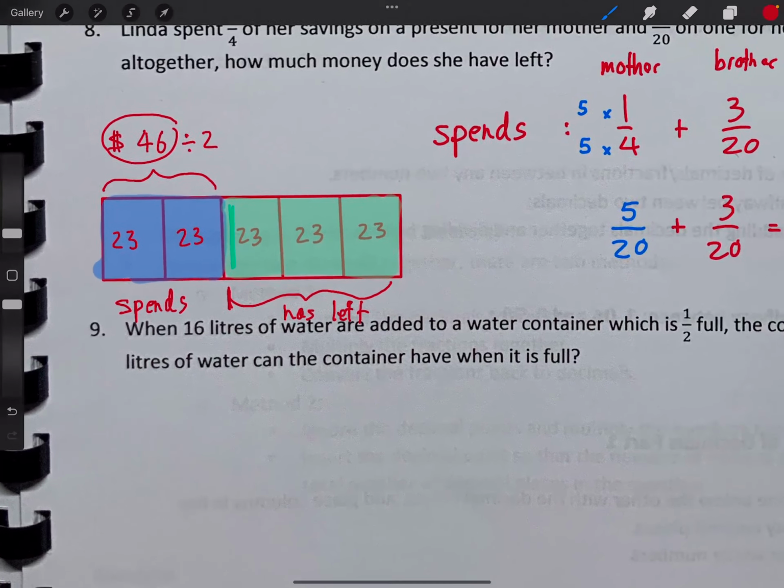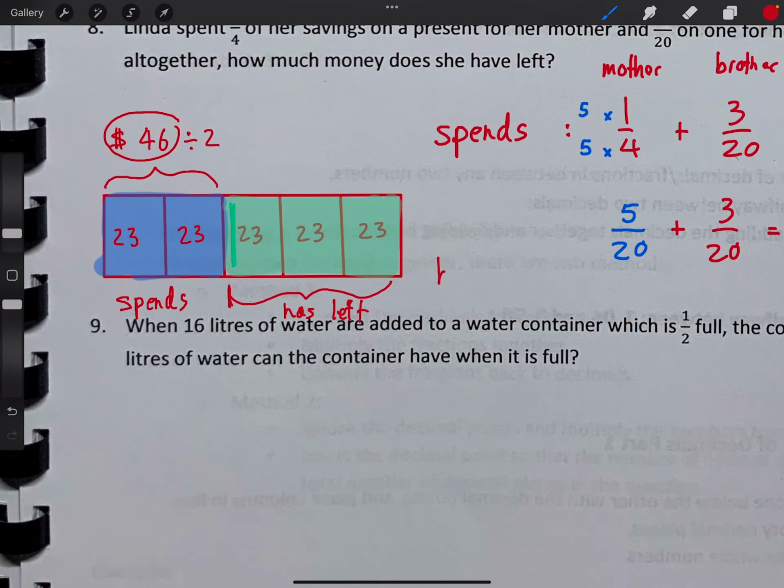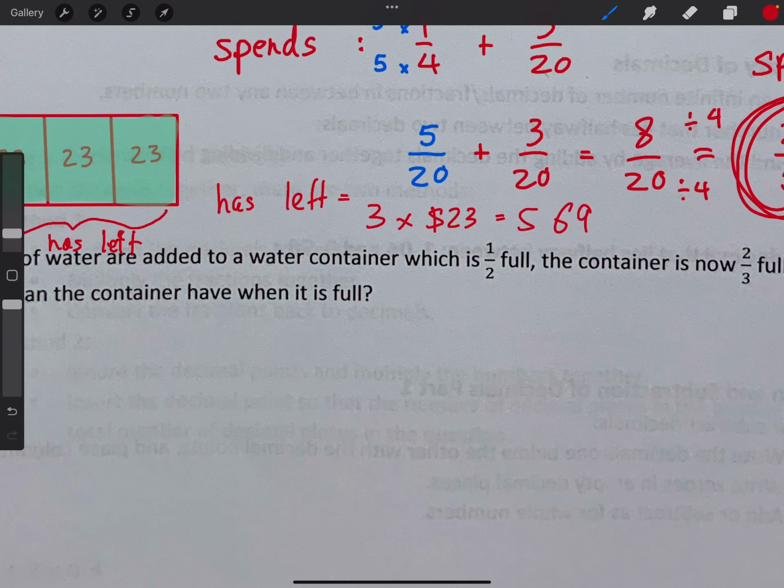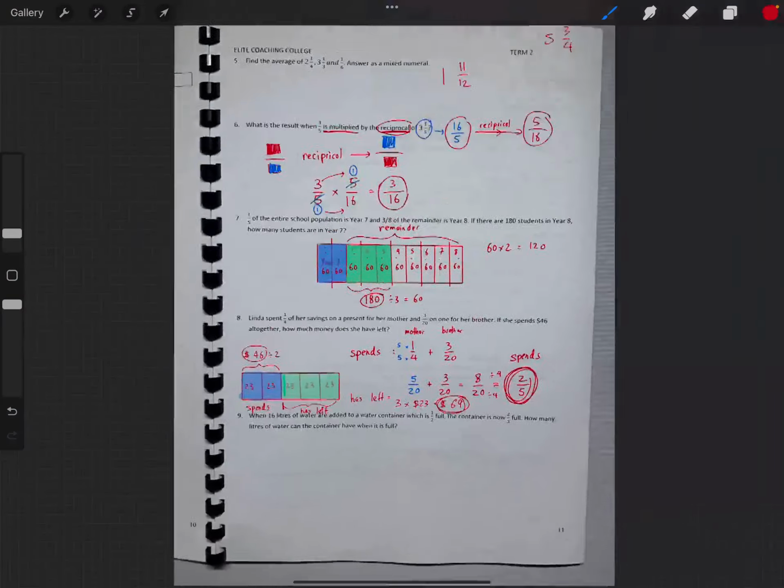So, how much does she have left? She has three pieces left, and each piece is worth $23. So 3 times 23 gives you $69. She has $69 left. There's your answer.